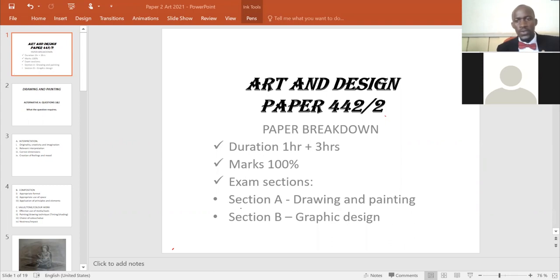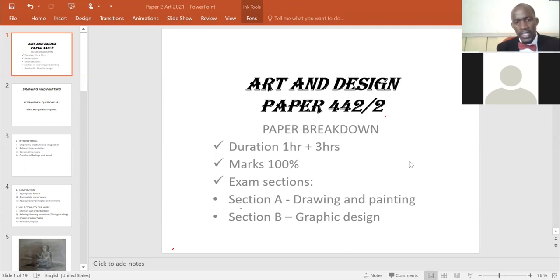Yesterday, we talked about paper 1, and we happened to mention a brief description of paper 2. Today, we shall be looking at paper 2 in detail, what it entails and what is required of the students and the learners, what you need to understand and what you need to do in order to perfect your performance in paper 2.